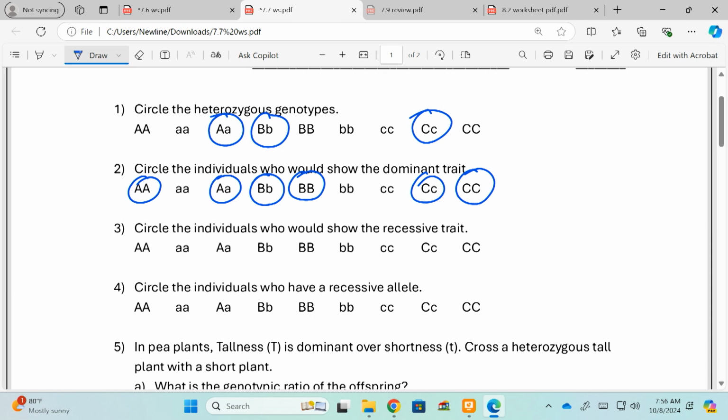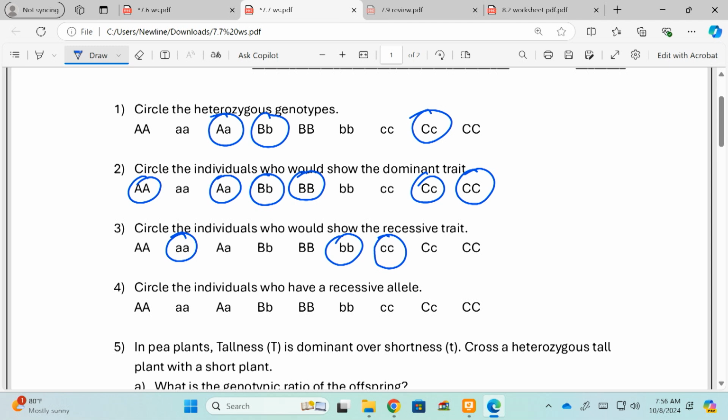Okay, number 3 says circle the individuals who would show the recessive trait. Okay, so for this one, remember that if you want to show the recessive trait, both of your alleles have to be recessive. So what we're going to do here is circle everything that has 2 lowercase letters. So this one has 2 lowercase, this one has 2 lowercase, and this one has 2 lowercase. Those are the only ones that would show that recessive trait because you have to have 2 recessives in order to show it.